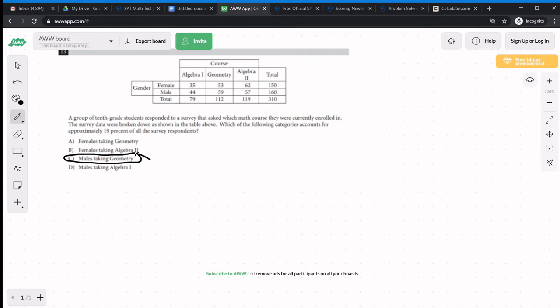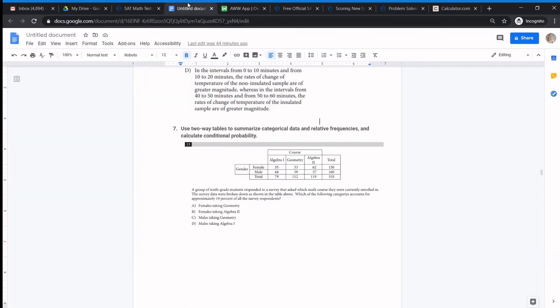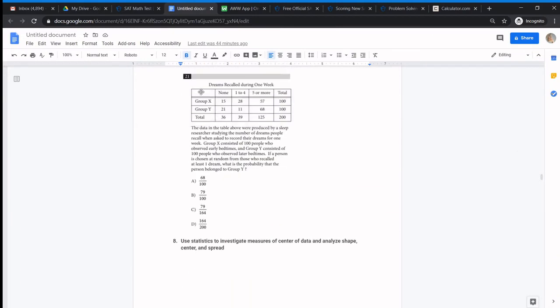Conditional probability. All conditional probability means is essentially like if I had all of these 310 students and I were to randomly choose one student, what's the probability that they would be a male taking geometry? 19%. All we did here is work backwards around it, but conditional probability just means that you're looking for a certain condition within a big group, and the probability of finding that certain condition is what we're looking for in most cases. Just like this one.